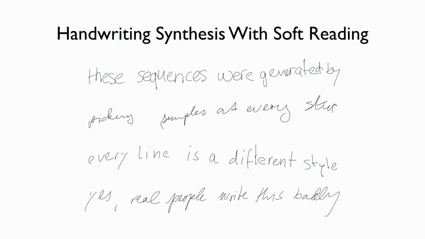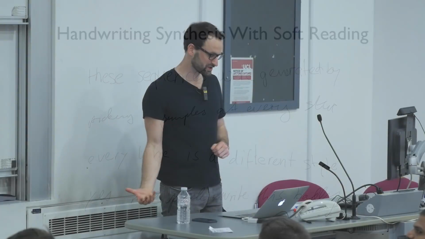There's an online demo. I think it's still working. If you search for my name, search for Alex Graves handwriting, you'll find a demo where you can type in some text and it will write it for you. And you can either let it pick a random style to write in, so it's learned these styles from the training set, or you can condition it by giving it a particular style and get it to write like that.